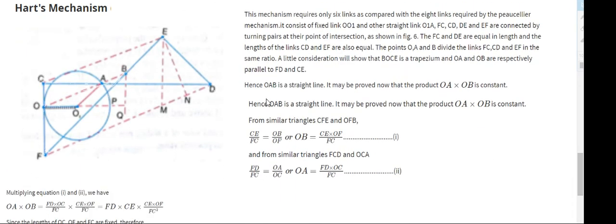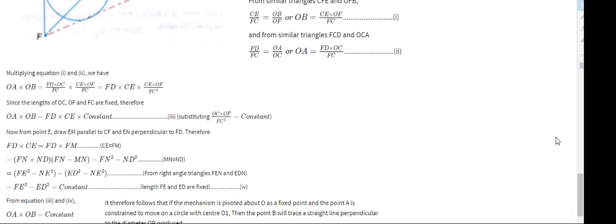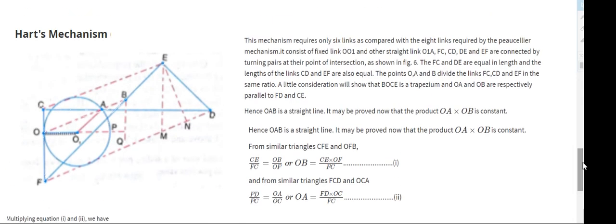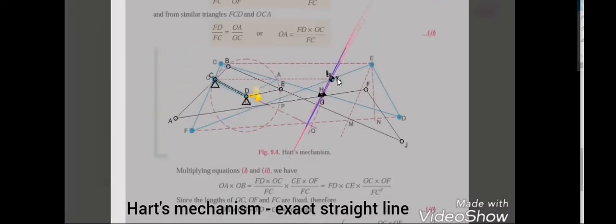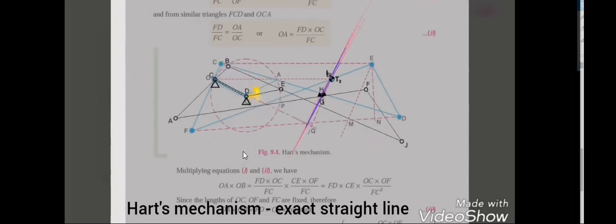So this is Hart's mechanism. Simple steps, simple mathematics, geometry you learn, or similar triangle formula, nothing complicated or calculus or differential is there. So we will see how the Hart mechanism works. So you see, the H traces a straight line. This is the straight line. Yeah. So that is how Hart's mechanism works. It traces a straight line.